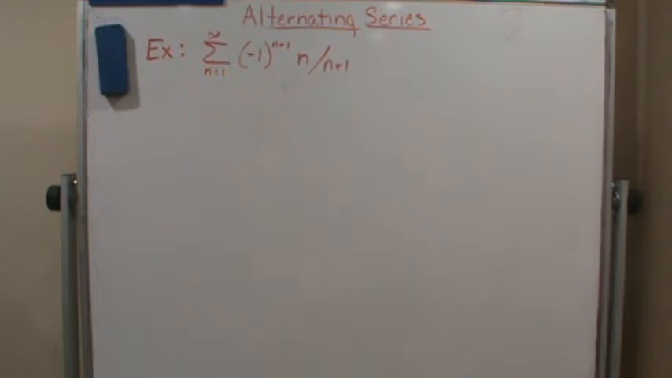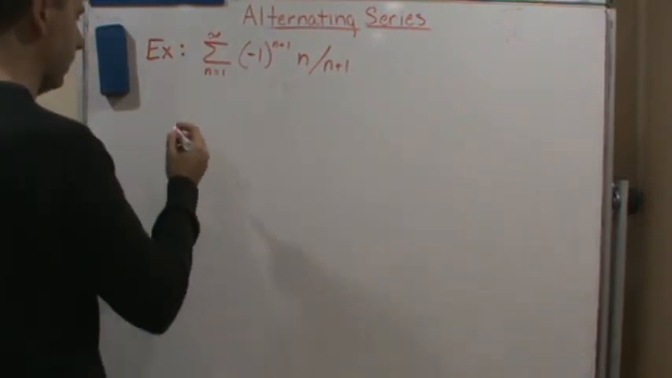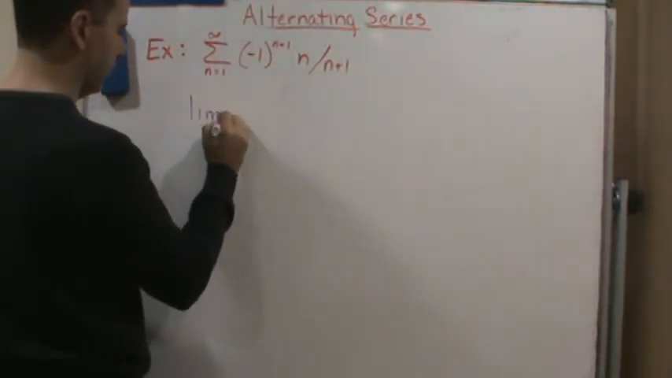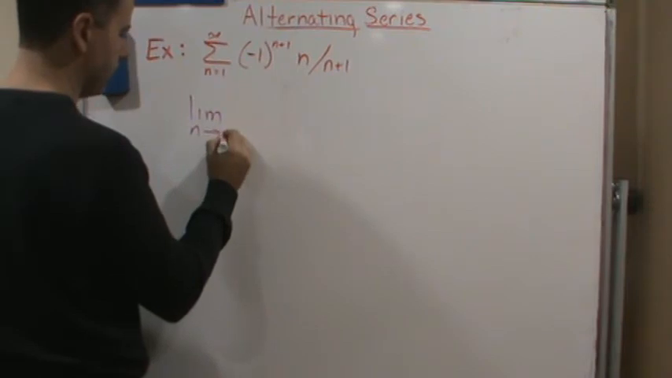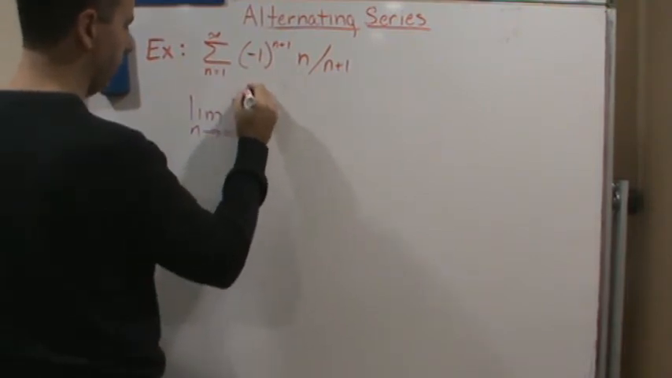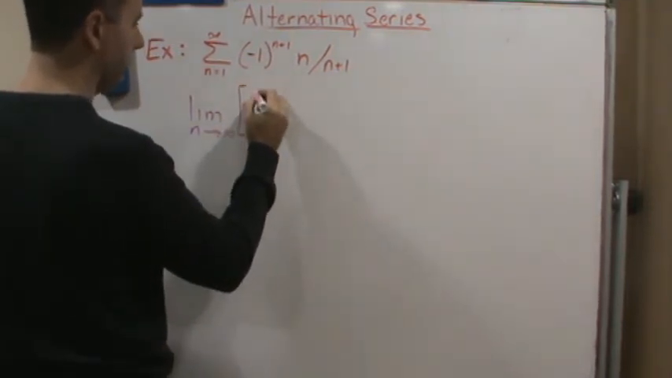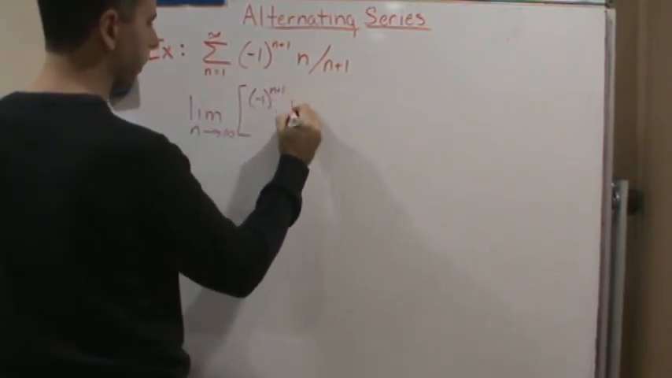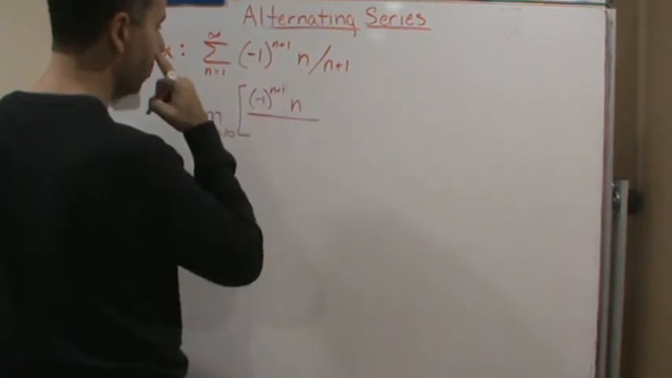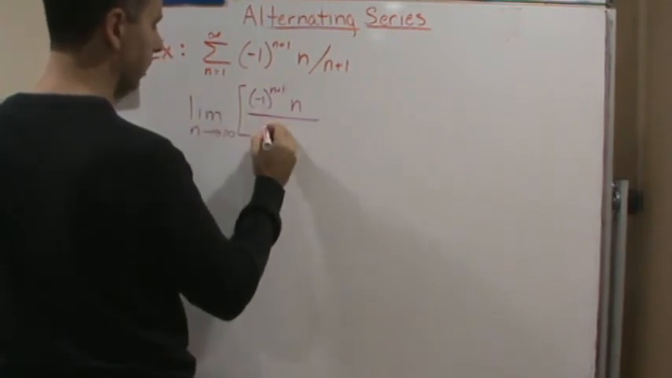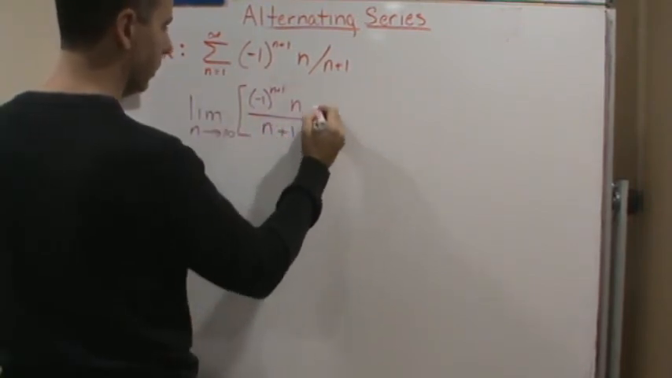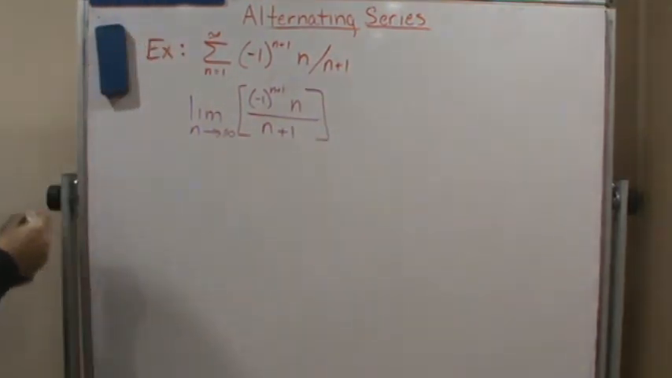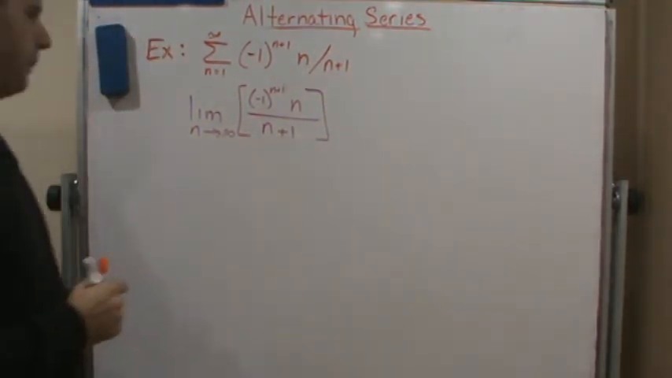what do we see? Well, if we take the limit as n approaches infinity of negative 1 to the n plus 1 over n plus 1, what's happening in this thing?